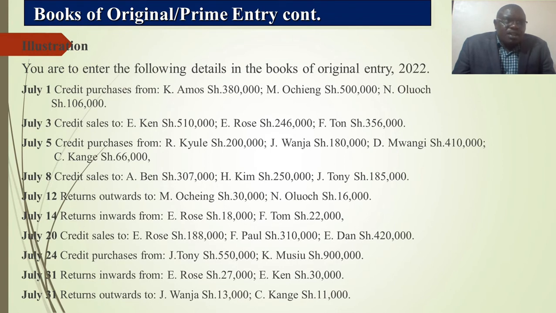So we are having an illustration, and the illustration is as follows. You are to enter the following details in the books of original entry, and the year is 2022. So the month is July. July 1st, credit purchases from K. Amos, 380,000, M. Ochieng, 500,000, and N. Oluoch, 106,000 Kenya shillings.